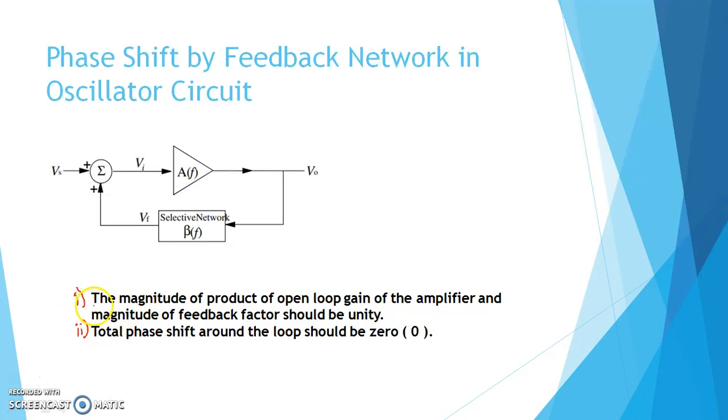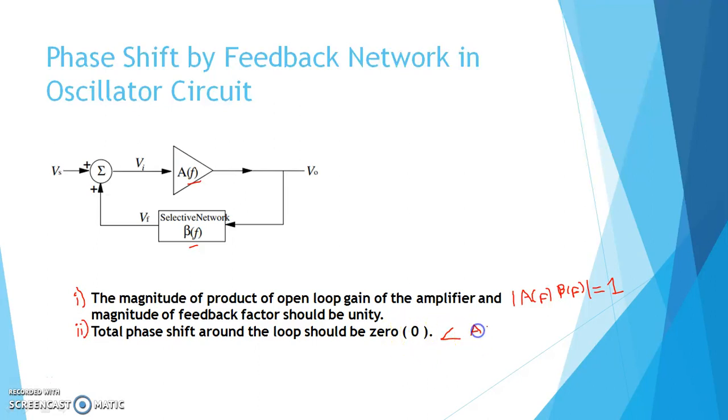So we got these two very important results: the magnitude of the product of the open loop gain of the amplifier, that is A, and the magnitude of the feedback factor, that is beta, should be unity. So what I mean to say by this concept is that mod of A into beta is equal to 1. Clear? And the total phase shift around the loop should be 0, or a multiple of 360 degrees.